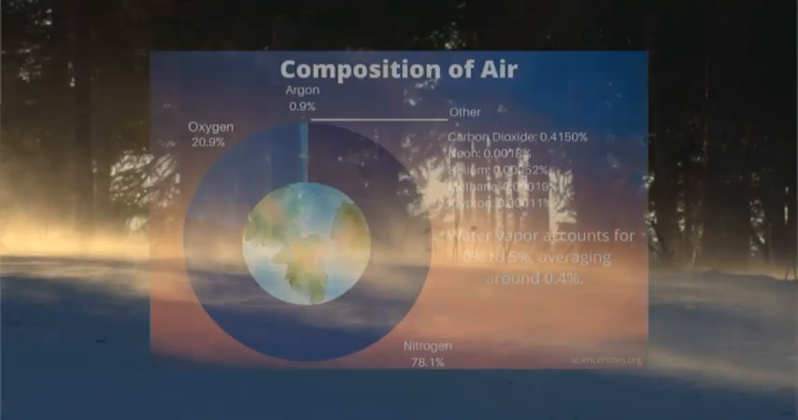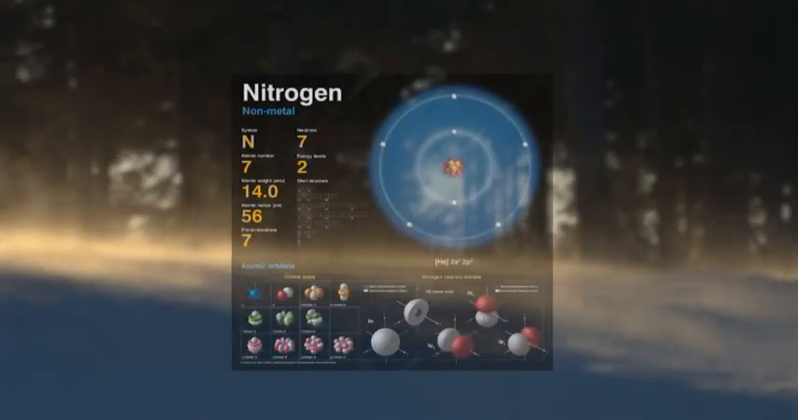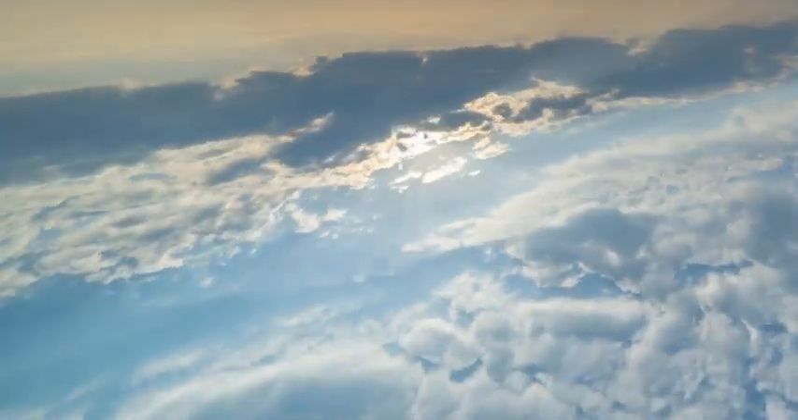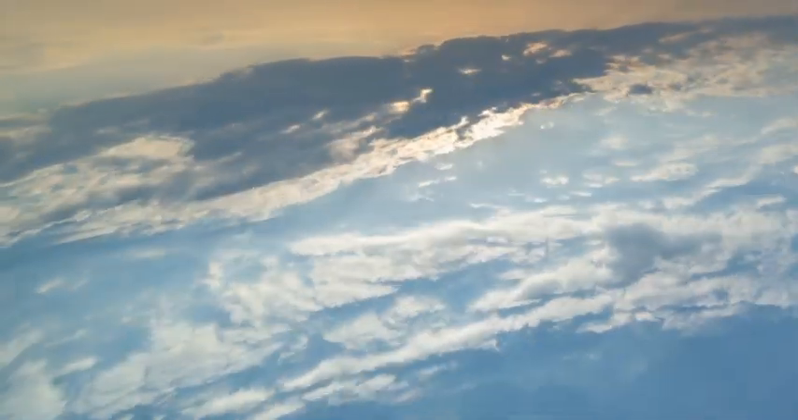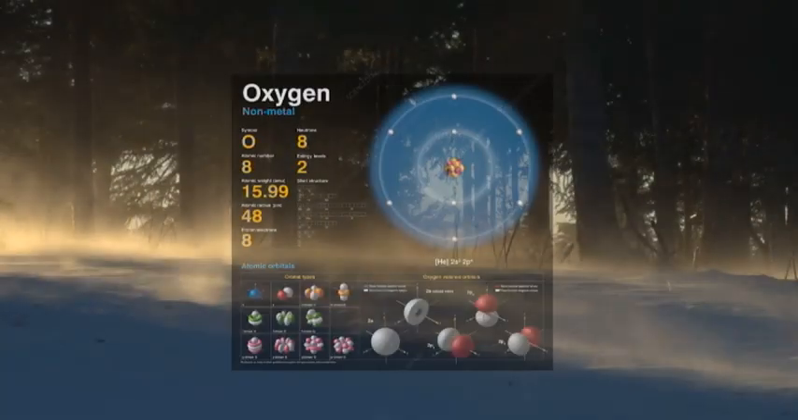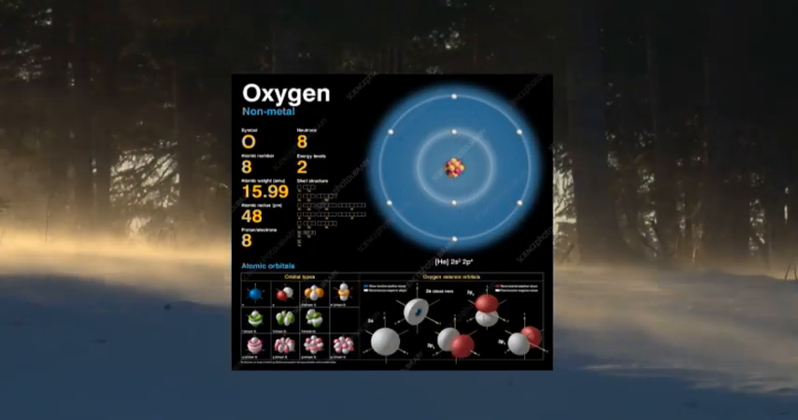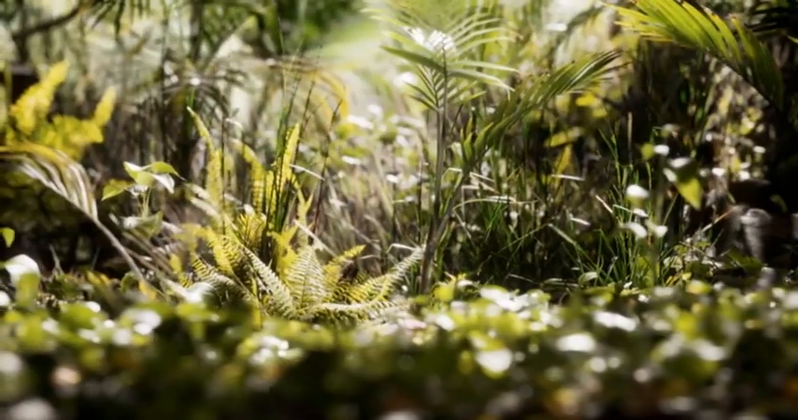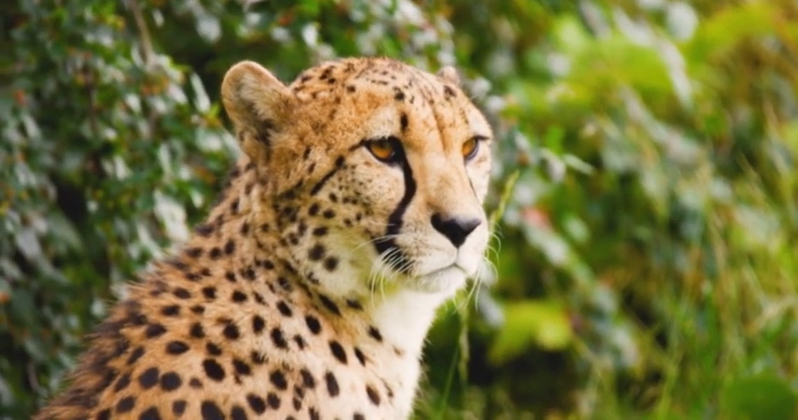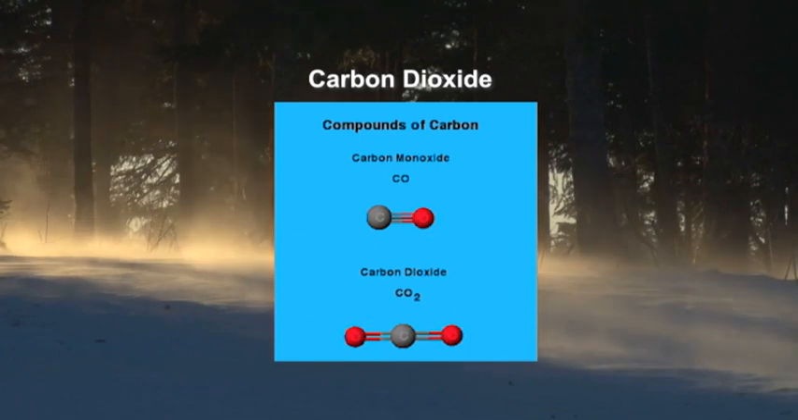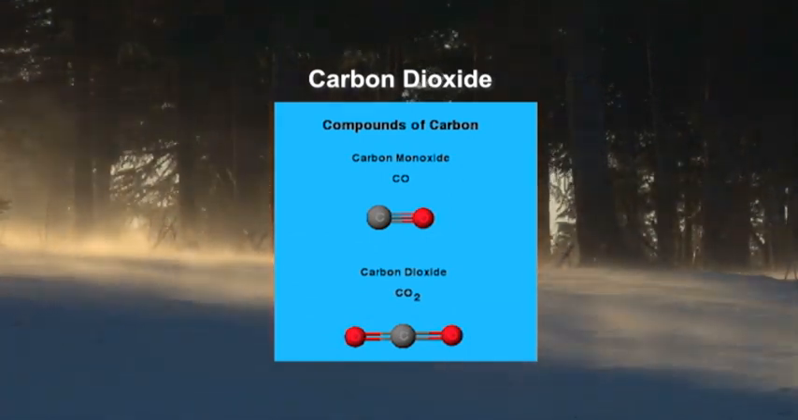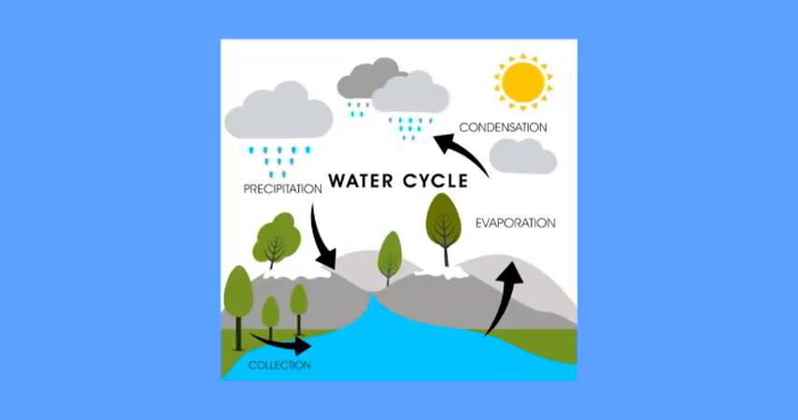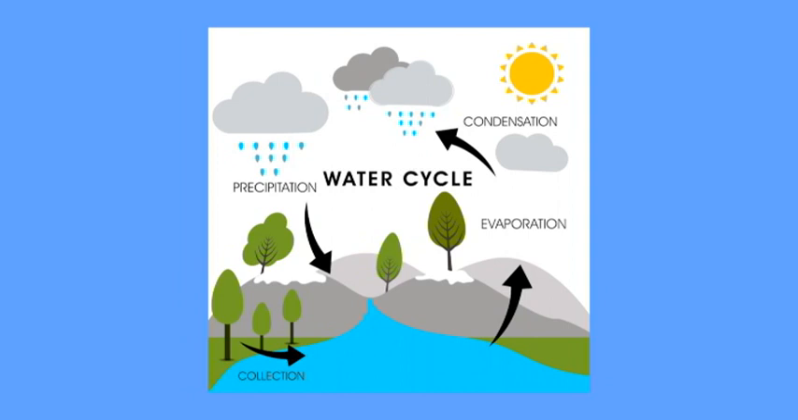Air. Air is a mixture of gases, and nitrogen is the most abundant gas in the atmosphere. It is an important component of many organic molecules, such as proteins. Oxygen is the second most abundant gas in the atmosphere. It plays a vital role in life processes. Plants and animals need oxygen for respiration. Another important gas is carbon dioxide. The amount of water vapor in the air varies from place to place. The gas plays an important role in the water cycle.